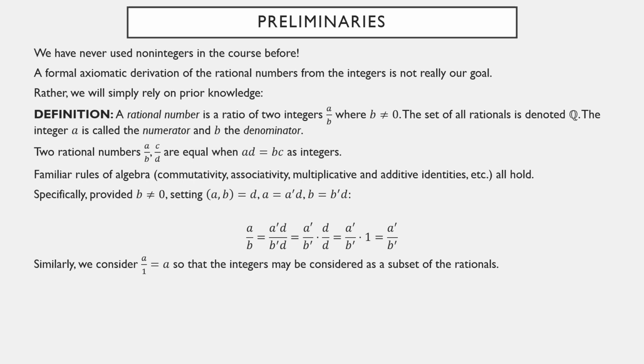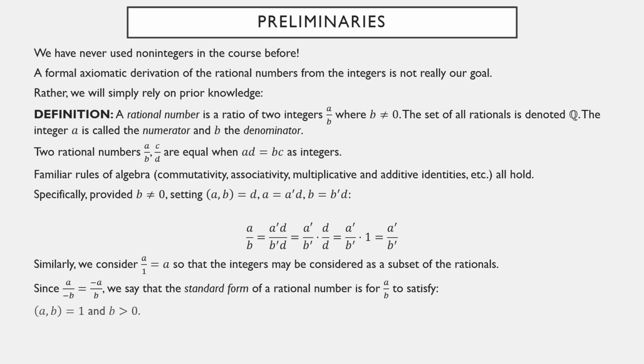On a formal axiomatic level, they're technically not, but they are embedded by an injection into the rational numbers in a very natural way. Now, also observe that a over minus b is the same thing as minus a over b, so the standard form of a rational number a over b is to satisfy that the numerator and denominator are relatively prime and that the denominator is positive. This is standard form to have a positive denominator.